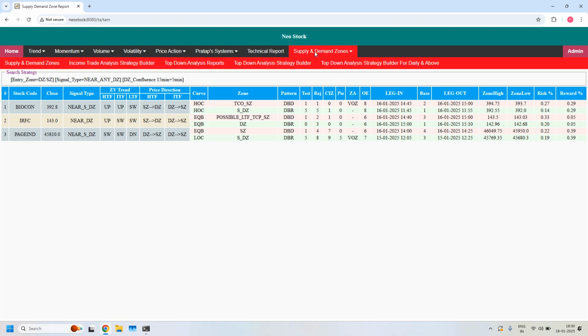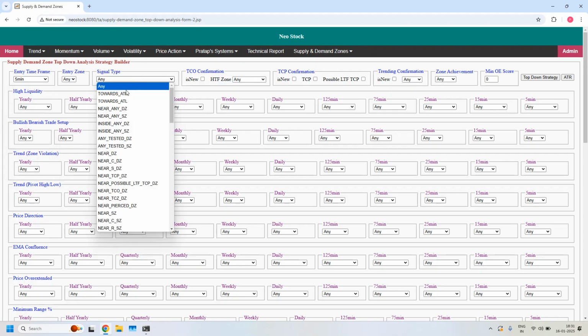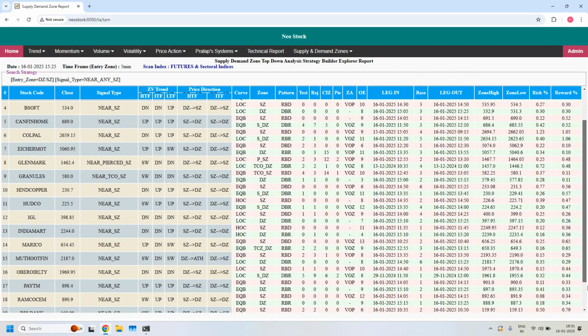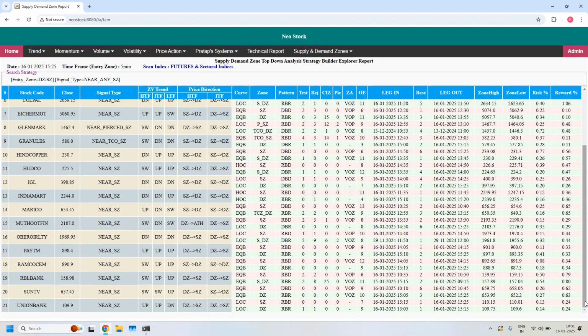Okay, next time frame is 5 minutes and stocks near 5 minutes supply zone. We got 21 stocks. And we are seeing first 15 stocks in the list. I'm scrolling the list down. So total 21 stocks are filtered.